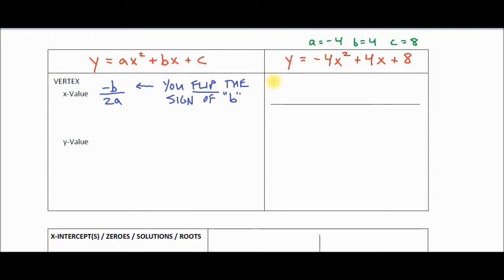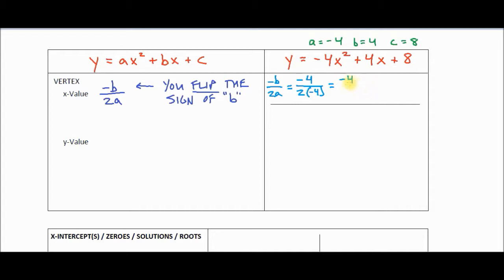Let's take a look at our formula. It is negative b over 2a. Our b value is 4. That means we're going to take the negative of 4. So we're going to have a negative 4. And then on the denominator, we have 2 times a, which is negative 4. Let me fix that line there a second. So 2 times negative 4. All right, let's go ahead and finish this up.